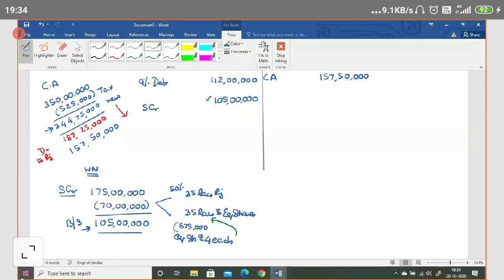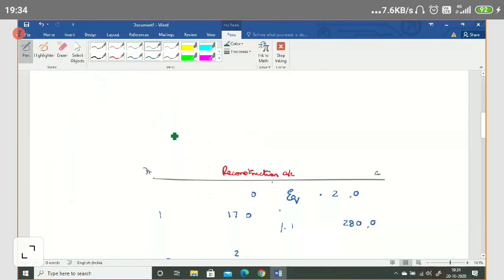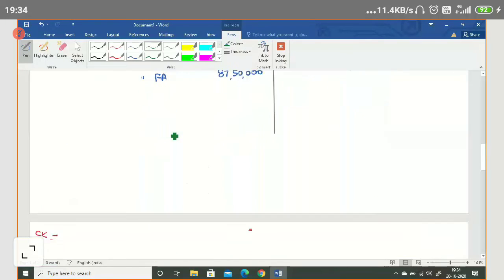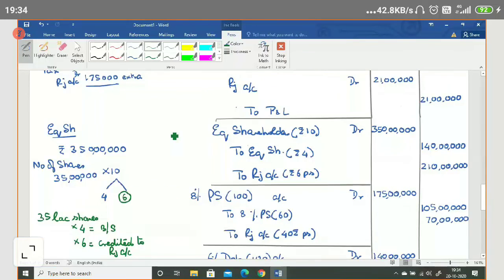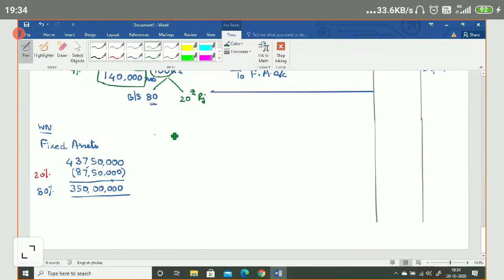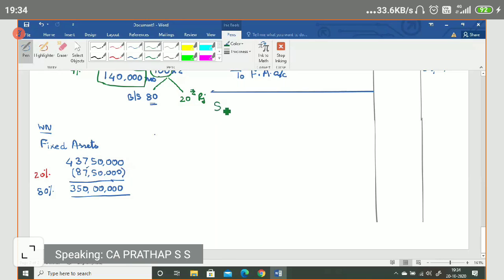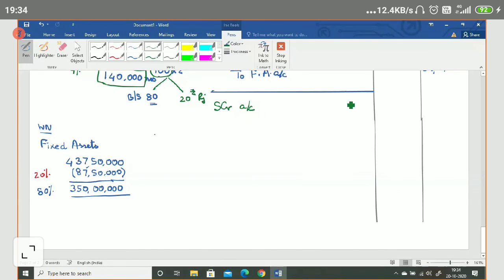So sundry creditor account debit 70 lakhs. Now see, equity shares 35 lakhs. They're giving him equity shares and the balance he's sacrificing. The sacrifice will go to reconstruction.